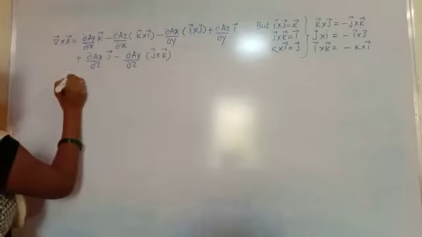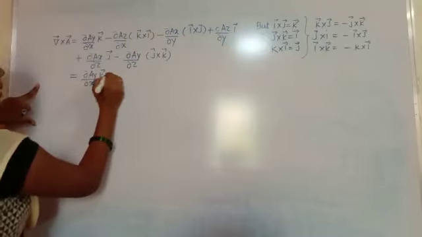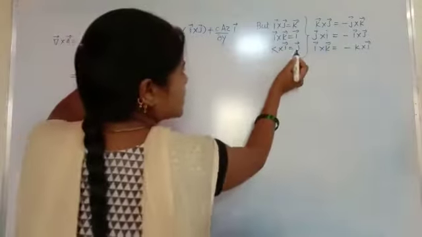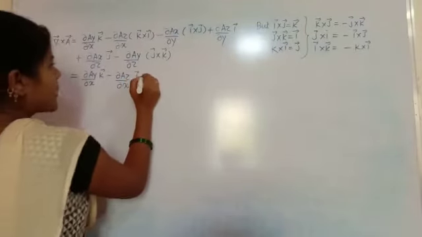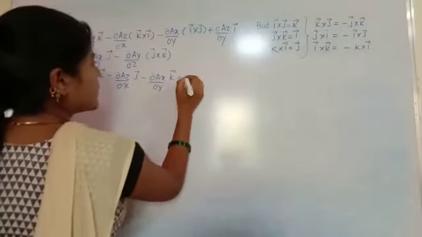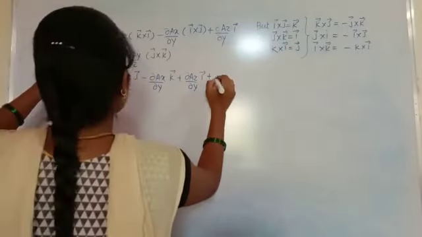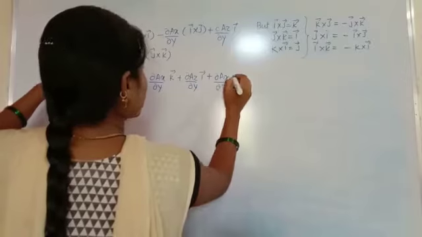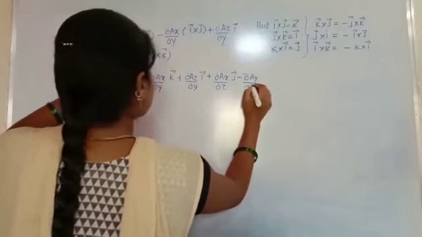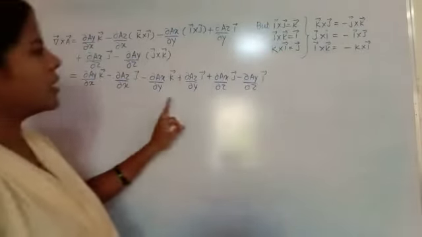After that we continue: del Ay by del x of k, minus del Az by del x of this k cross i. k cross i is nothing but j, so we write directly vector j, minus del Ax by del y of i cross j, which is nothing but k, plus del Az by del y of vector i, plus del Ax by del z of vector j, minus del Ay by del z. j cross k is nothing but i.